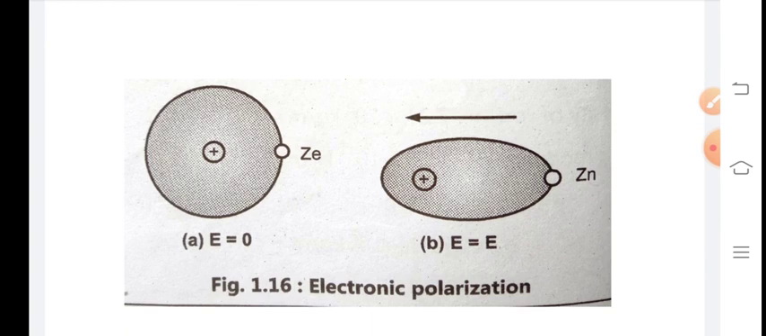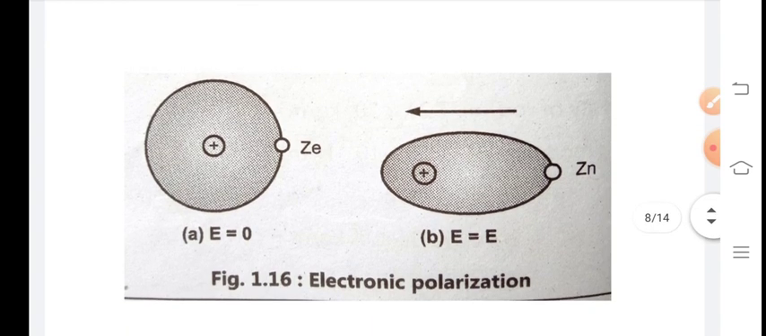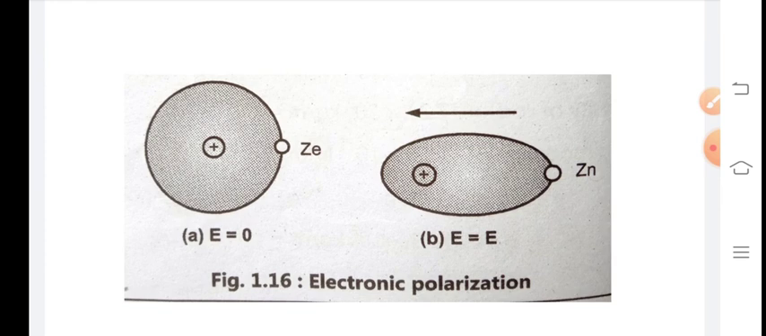This figure shows the electronic polarization. A dielectric material has a large number of atoms, having nuclei at the center and electrons around it in different orbits. When an electric field is applied, the nucleus moves away from the field while the electrons move towards the field, which creates the dipoles. Therefore, there is a displacement which is less than the dimensions of the atom. So this type of polarization is called electronic polarization.